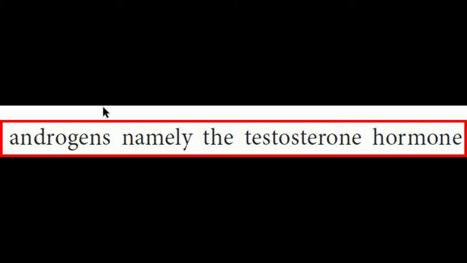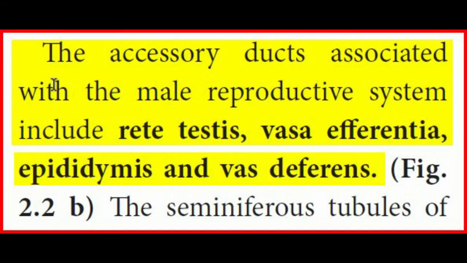Next, in the male reproductive system, the accessory ducts. The accessory ducts are rete testis, vasa efferentia, epididymis, and vas deferens. These are the accessory ducts associated with the male reproductive system. Clear, children?